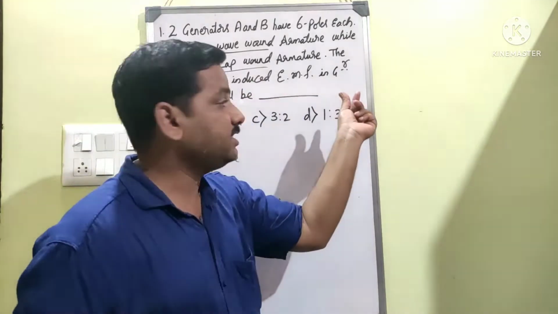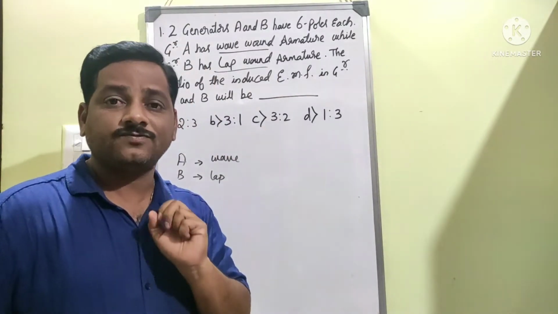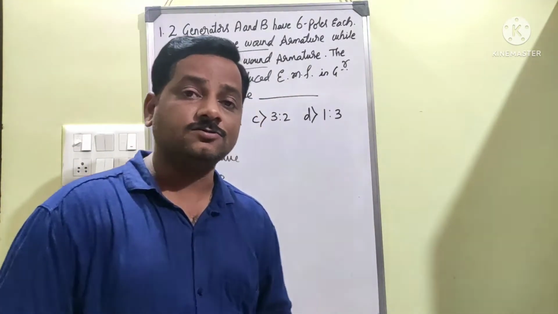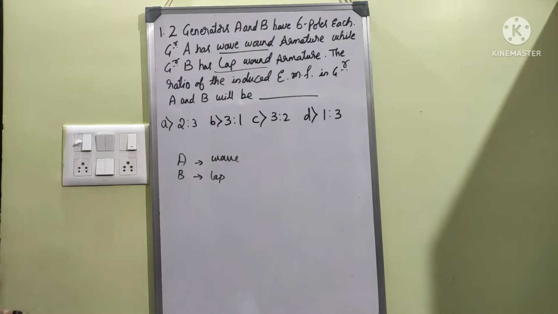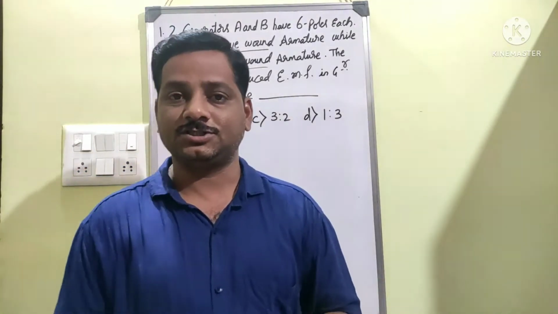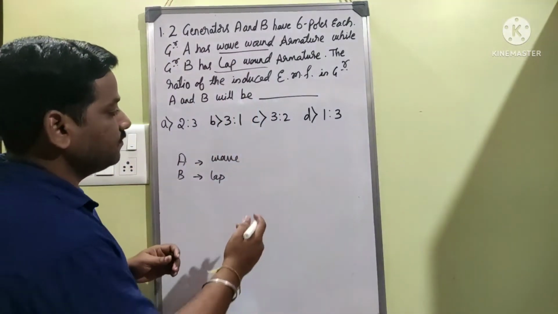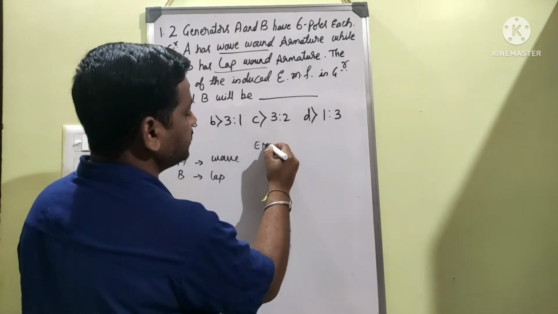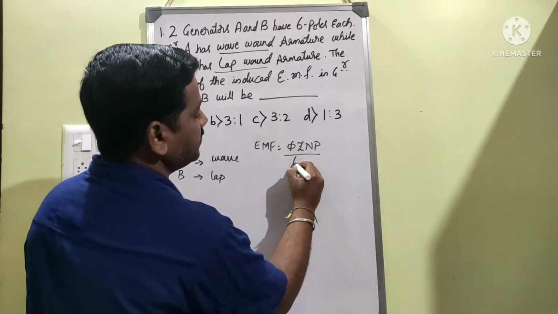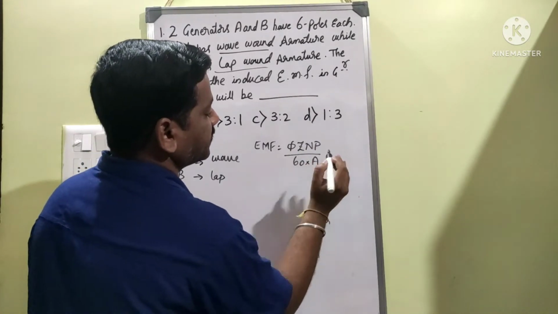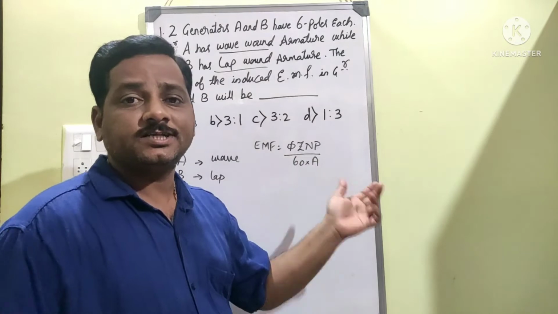The ratio of the induced EMF in generator A and B will be dash. So they are given 4 options here. You just need to find the ratio of EMF induced in each generator A and B. That is the concept here. So first of all, in order to solve this question, you need to know the EMF equation of generator. Generally, the EMF induced in a generator can be given as phi ZNP by 60 A. This is the EMF equation wherein EMF induced in a generator can be obtained.